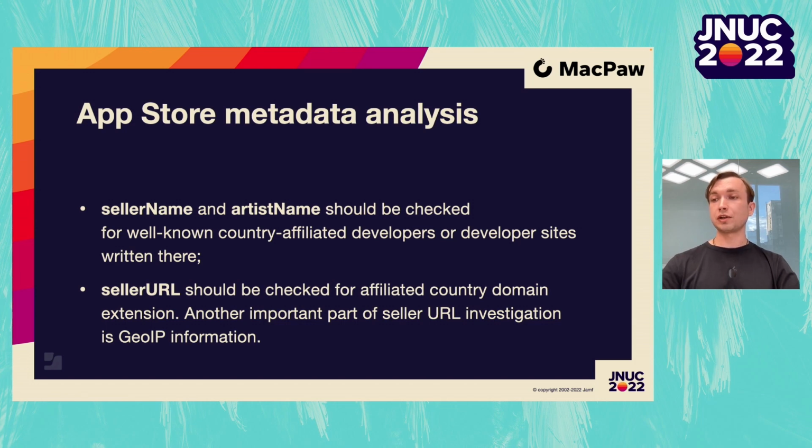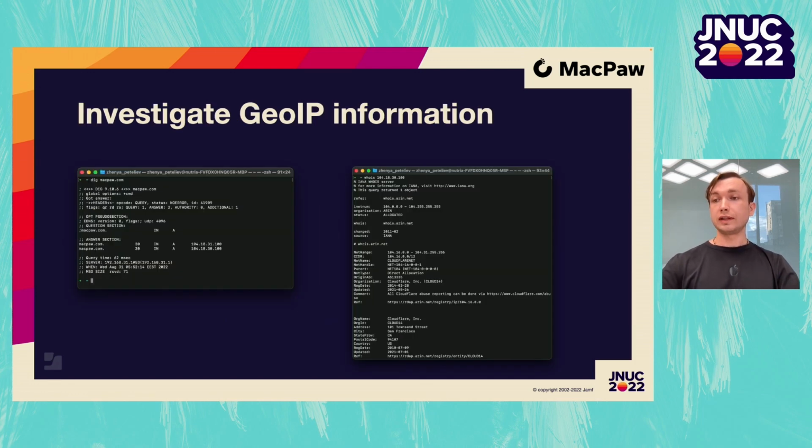Another important part of seller URL investigation is geo-IP information. Each domain corresponds to a particular IP address, which points to some physical server. To get the country of the server placement, we will use geo-IP services. macOS has a built-in service called Whois. So, let's investigate geo-IP information.